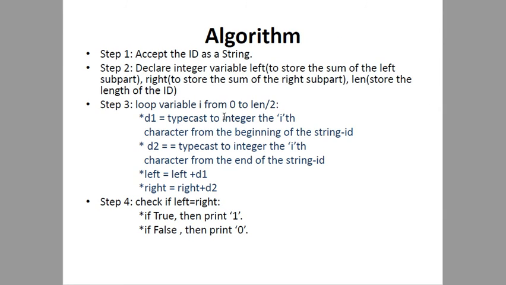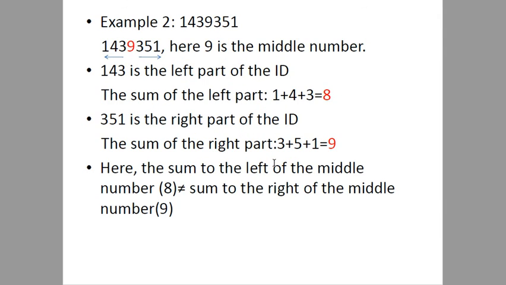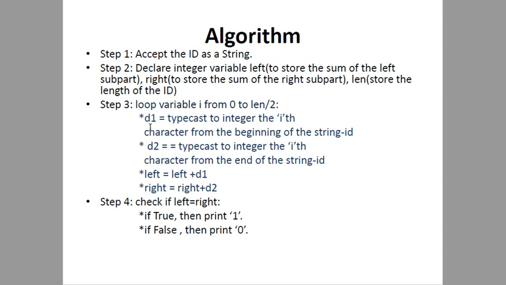Now again add D1 to left and D2 to right. Now I becomes 2. So D1 will store 3 and D2 will store the second character from the end of the string, that is, 0, 1, 2. So this is the second character from the end of the string, so D2 will store this. Again add D1 to left and D2 to right.